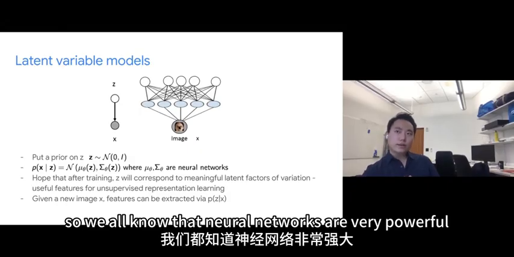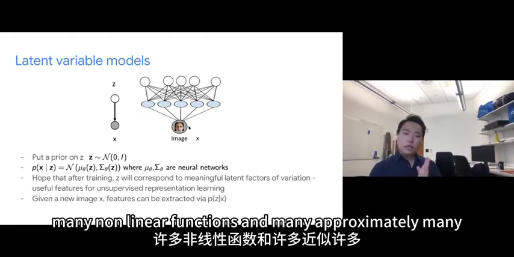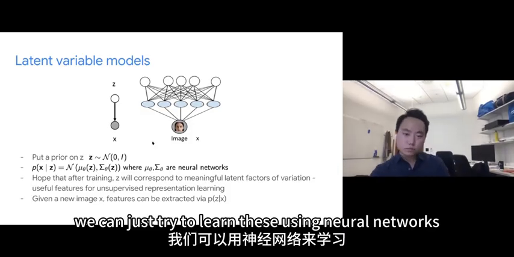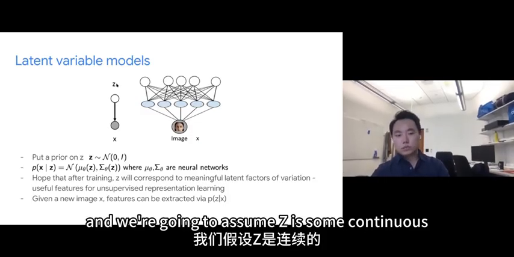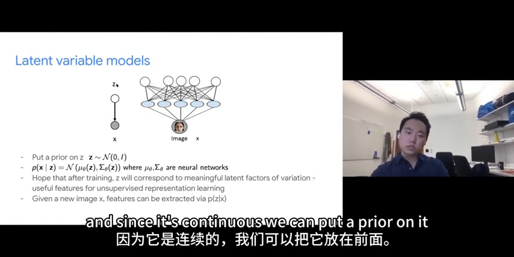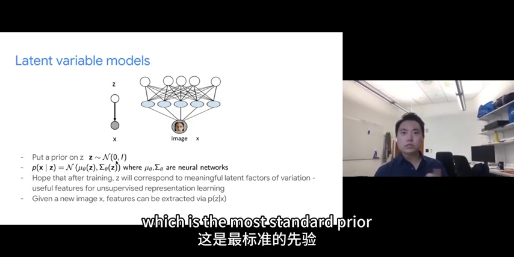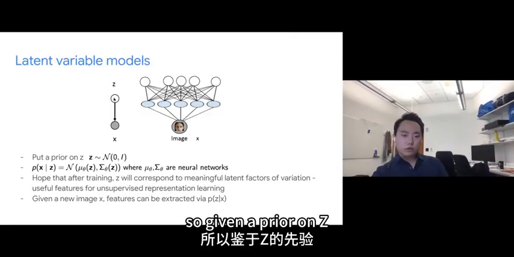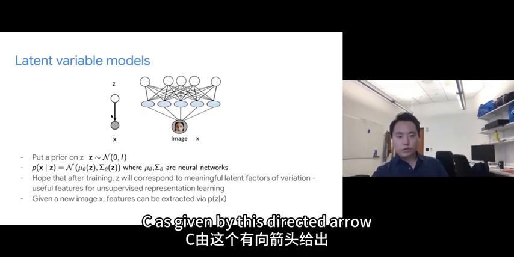So we all know that neural networks are very powerful. Neural networks are able to learn many nonlinear functions and approximate many complex distributions. So what we can do is just try to learn these using neural networks. In this case, X, again, are images, and we're going to assume Z is some continuous latent representation. And since it's continuous, we can put a prior on it. These priors, we can just choose a Gaussian prior, which is the most standard prior someone would choose for a continuous representation. So given a prior on Z, how can we define this generation process P of X given Z, as given by this directed arrow?